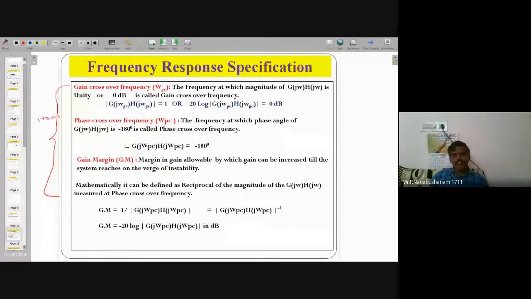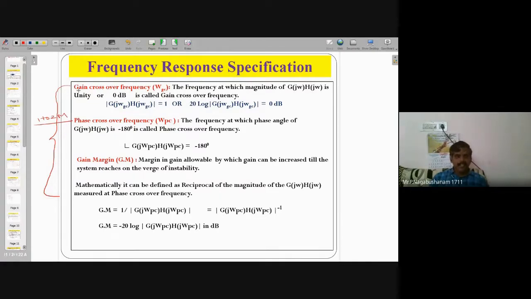We'll see the definition first. I will come to the Bode plot later. What is the meaning of gain crossover frequency and phase crossover frequency? I will explain clearly in terms of a diagram when we reach the Bode plot. First, you can adjust with the definition.